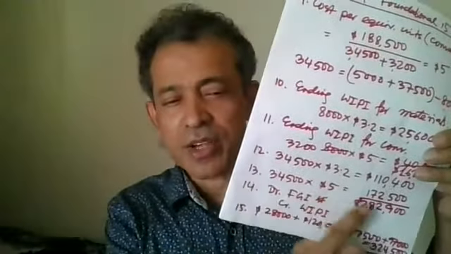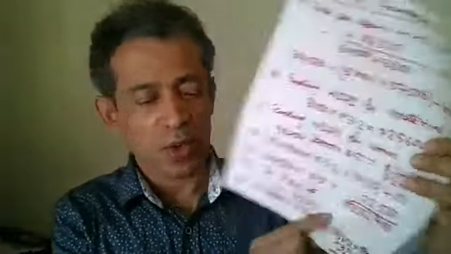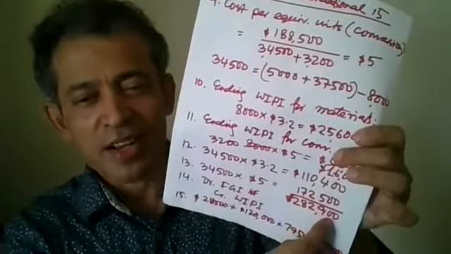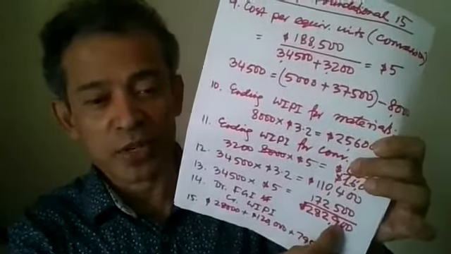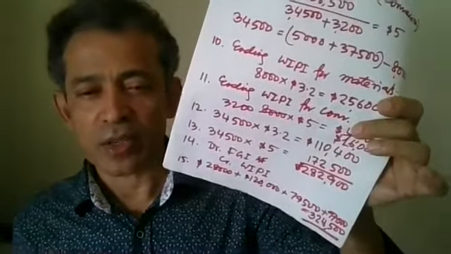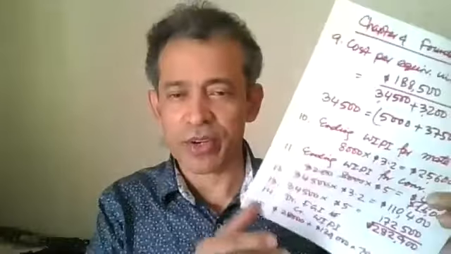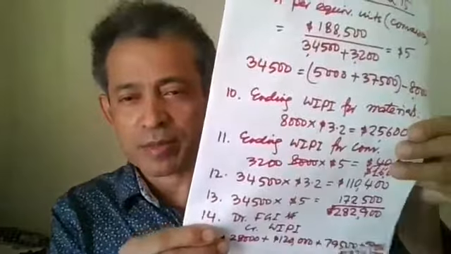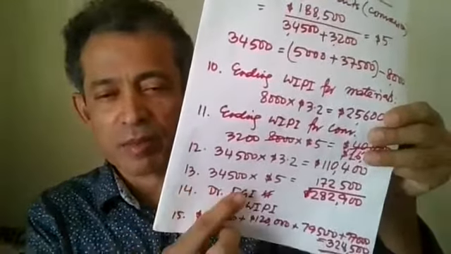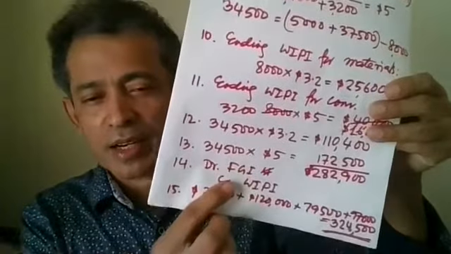Requirement 14 is the journal entry for this. So that's the total cost. You can see the cost of materials transferred, the cost of conversion transferred, the total cost of all the units transferred to finished goods. And that was $282,900. So the journal entry there is debit finished goods inventory, credit work in process. The receiver is debit, the giver is credit. So debit FGI, credit WIPI.